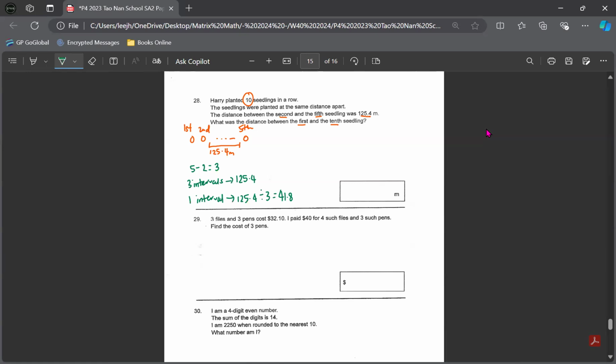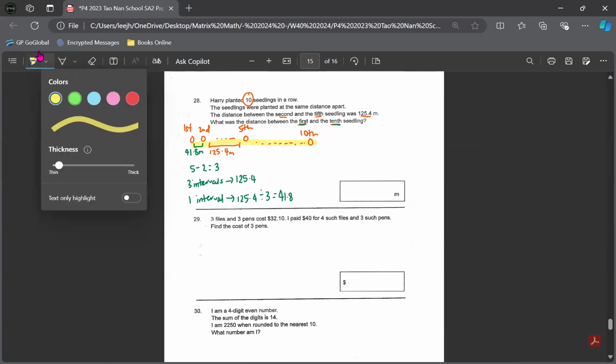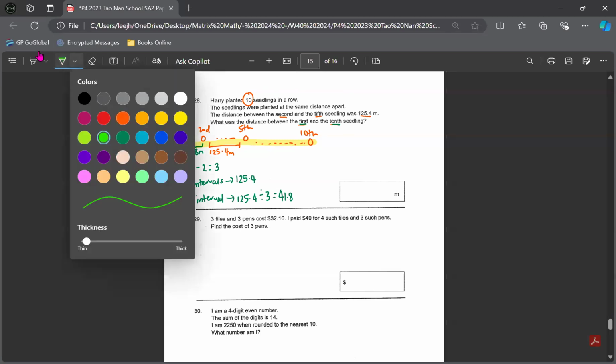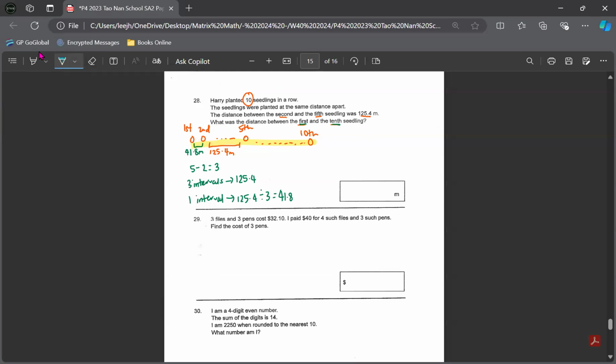So from one seedling to the other is a distance of 41.8 meter. But I want to find between the first to the 10th. So I'm going to work my way all the way to the 10th. So it's this whole stretch. I don't want to write lines anymore. Maybe I use highlighting. I want to find this whole thing. Since we are going to find the distance, we need to know how many intervals there are between the first to the 10th seedling. How to find? You take 10 minus 1. So in between 10 seedlings, there are actually a total of 9 intervals.